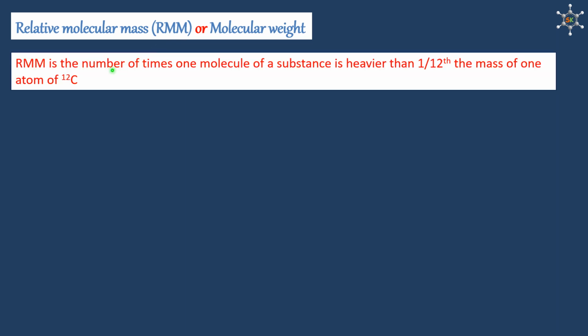Relative molecular mass or molecular weight. Abbreviation for this is RMM. Relative molecular mass is the number of times one molecule of a substance is heavier than 1 by 12th the mass of one atom of carbon-12. Relative molecular mass can be calculated just by summing up the relative atomic mass of constituent atoms.